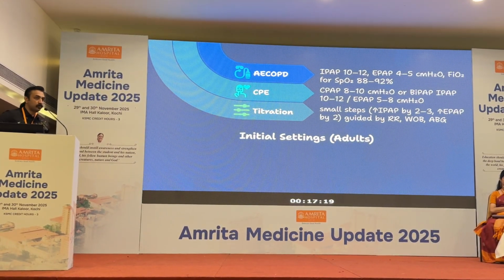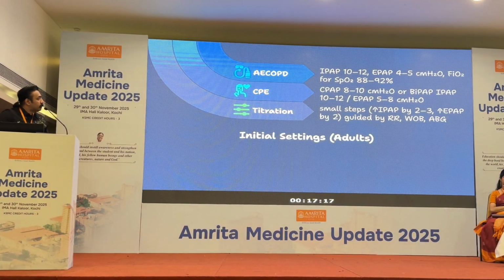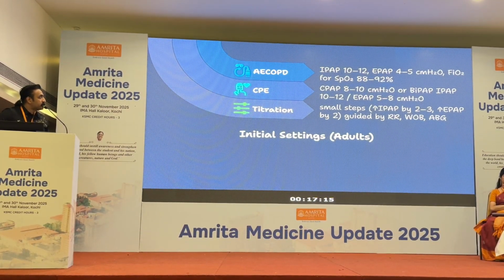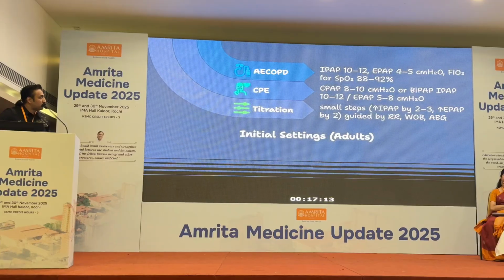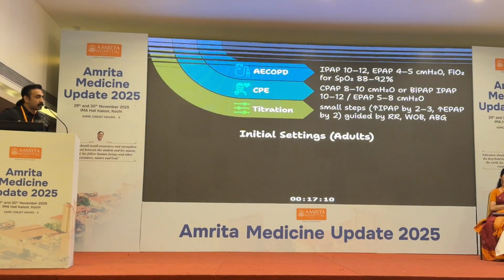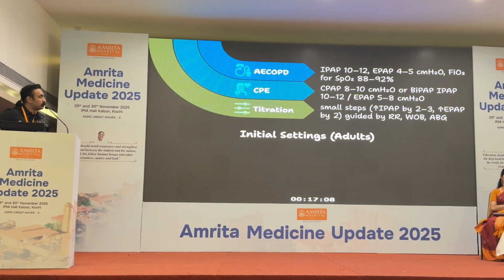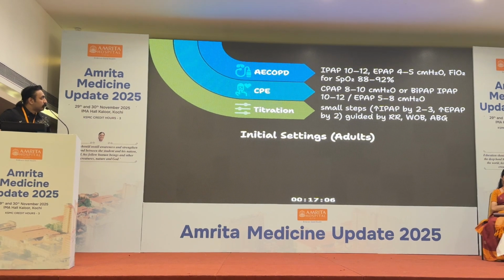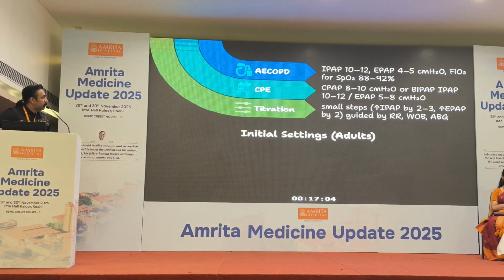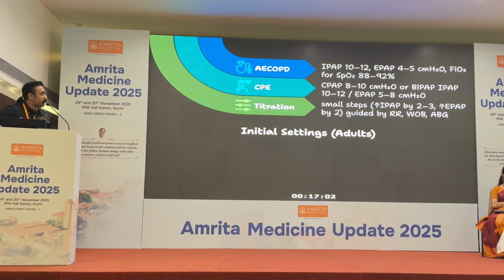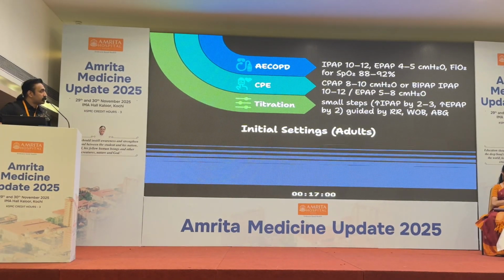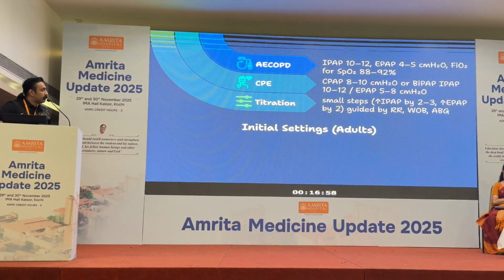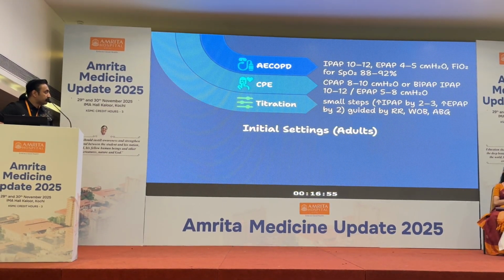This is not like a set rule, but this can be a guiding thing. For acute exacerbation of COPD, probably we can start with an IPAP of 10 to 12, then EPAP of 4 to 5, and a set saturation target of around 88 to 92. Okay, and also your CPAP for a cardiogenic pulmonary edema, probably we will start with 8 to 10, or if you are starting with the BiPAP, again 10 to 12 of IPAP with 5 to 8 of EPAP.